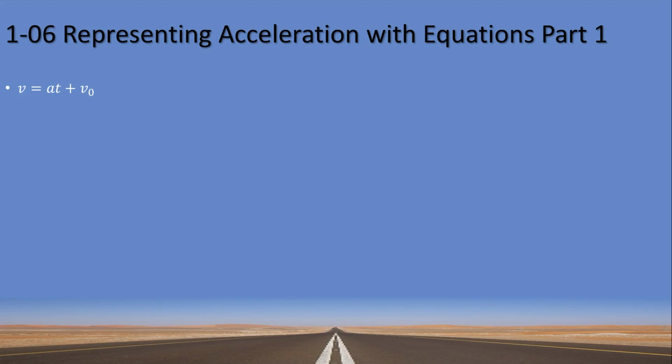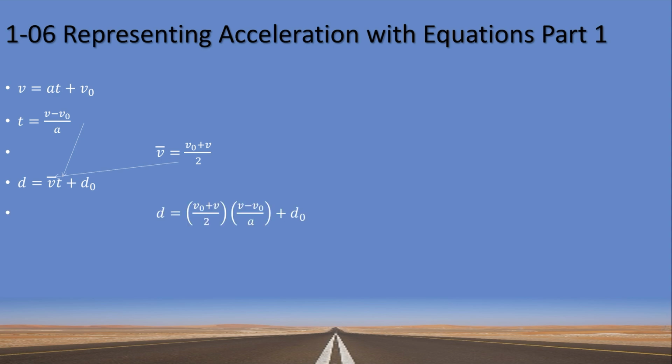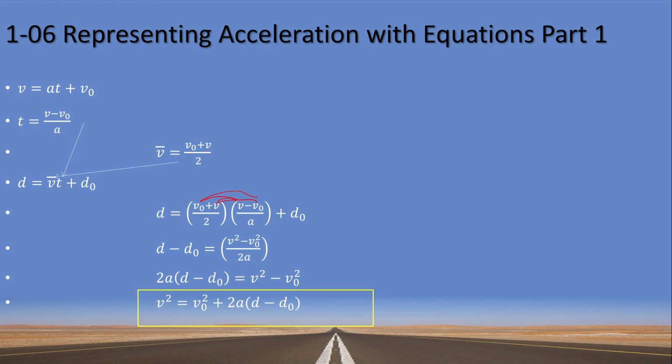Or we can take the v equals at plus v0. We could solve it for t. And we also have the average velocity. So I put it into the position equals average velocity times t plus d0. Substitute both those in, you end up with that. Multiply, including foiling there, and subtracting the d0, you end up with that. Then multiplying both sides by 2a, and adding the v0 squared, you end up with that one.